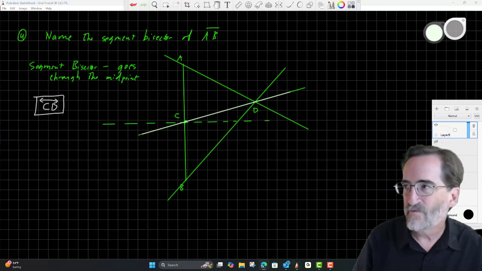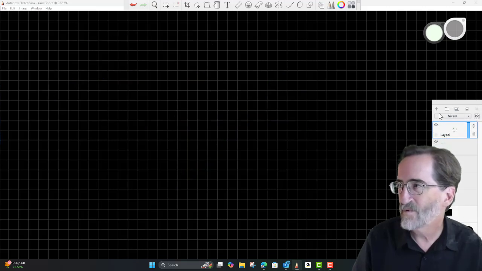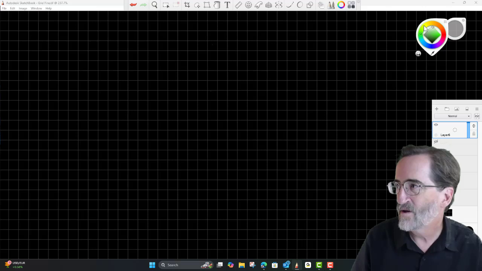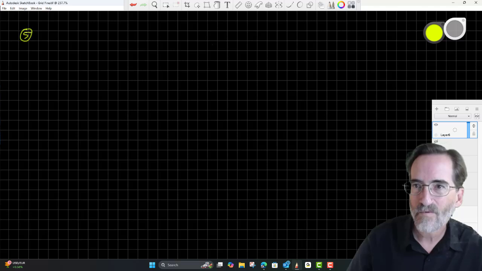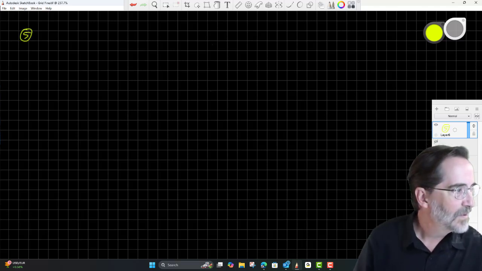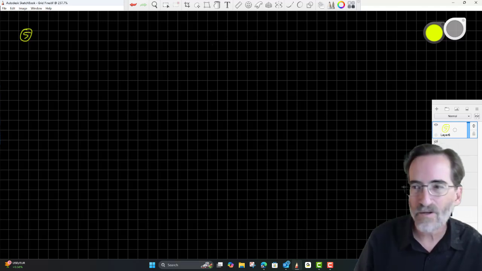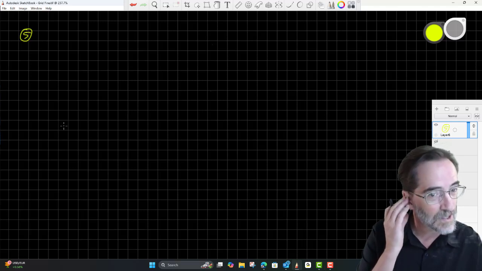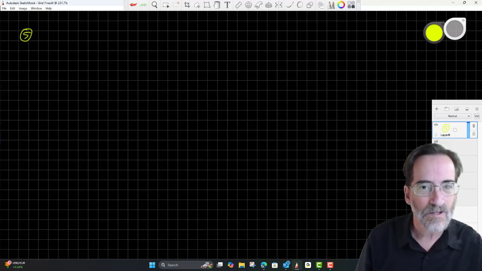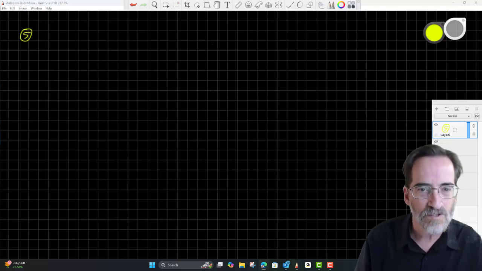Okay, question 5. Okay, it's talking about how to construct a parallel line, and it's talking about the steps. So for this, get your compass out. If you don't have a compass, then you can use the maths link. Let me put this up here. The constructions tool.